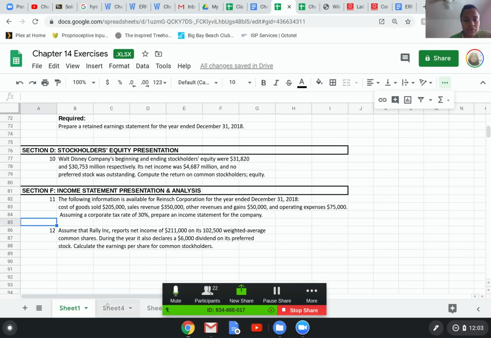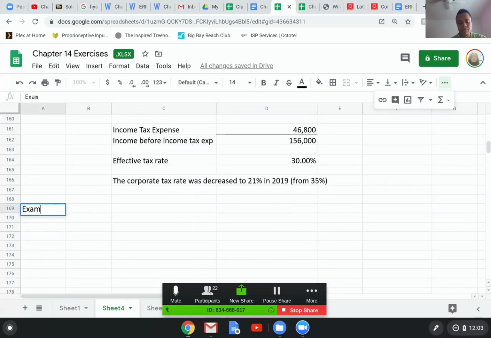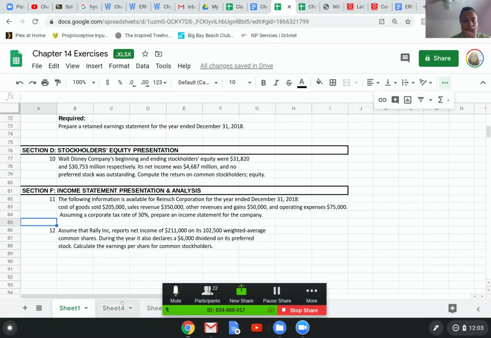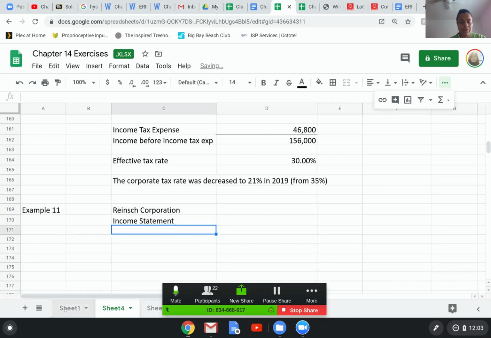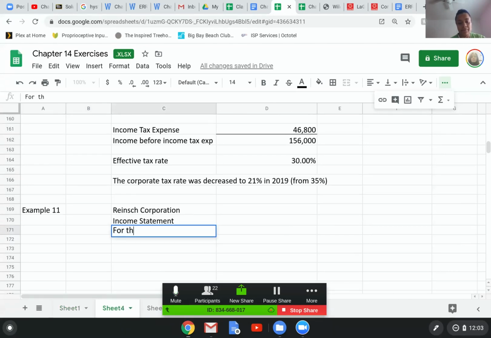So I'll do this one with you. Again, this is example 11. The first thing, and you'll have this already in Wiley, the first thing I'll put down is the name of the company. And we'll put income statement. And then it's going to be for a period of time. So it's going to be for the year ended December 31, 2018.